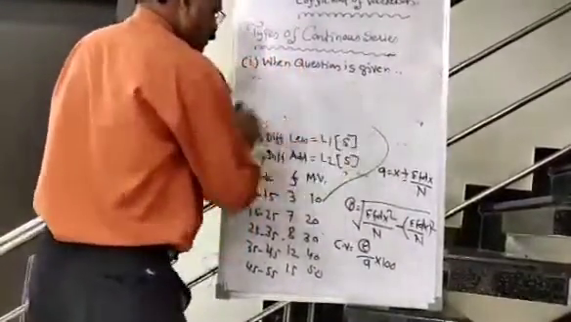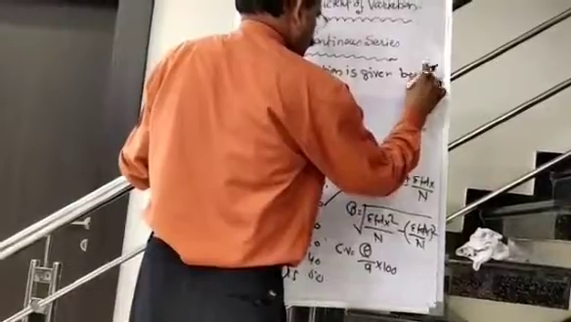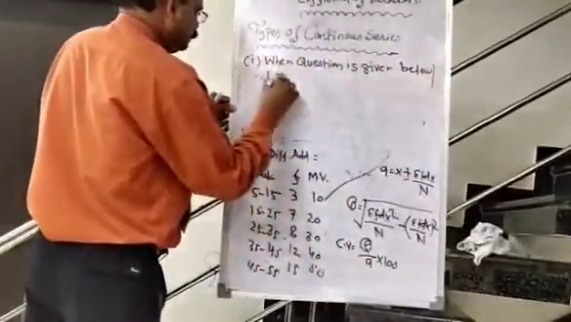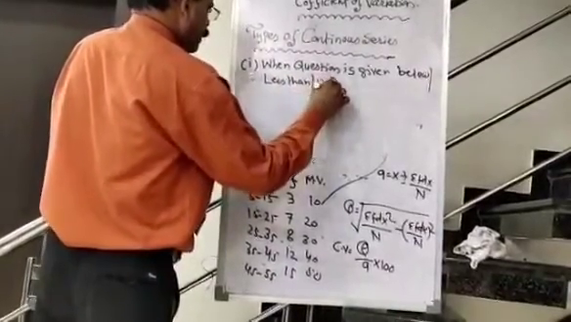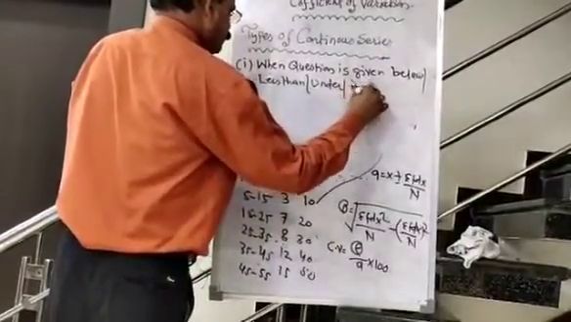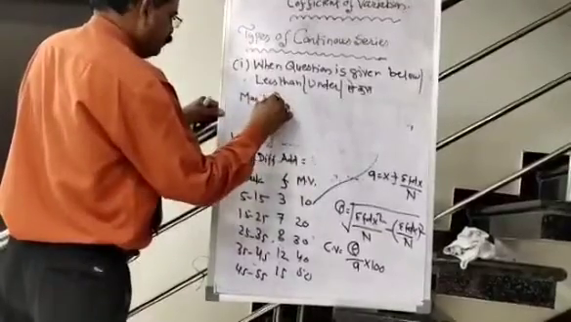When a question is given with the condition of below, or less than, or under, and in Hindi we can say secant, the meaning is the same. Marks are in the bracket below.